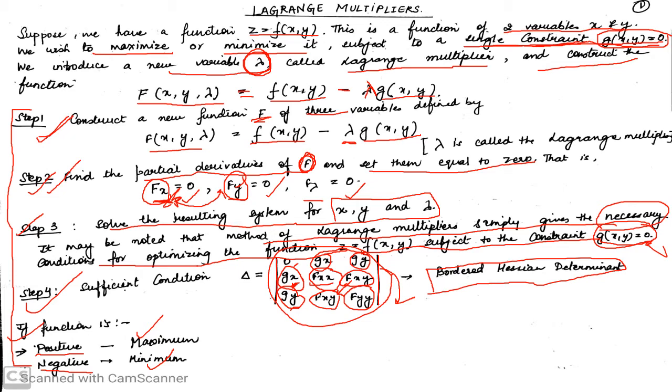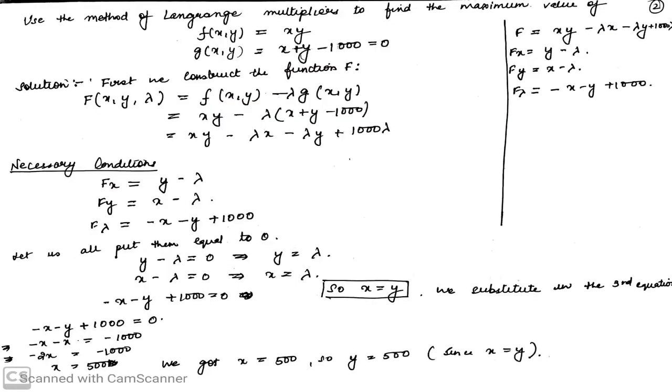Now we move to the question. Use the method of Lagrange multiplier to find the maximum value of the function given to you, the original function in terms of x and y, F of xy is equal to xy. The constraint function, also in terms of x and y, is x plus y minus 1000 is equal to 0. You have to remember this.